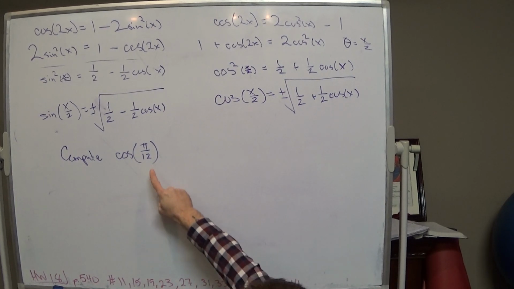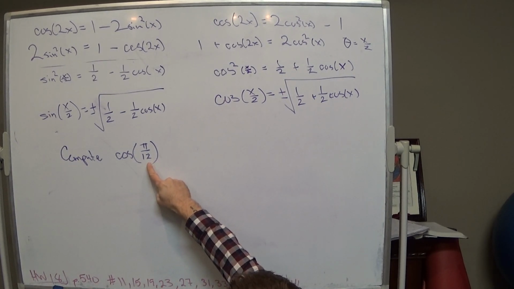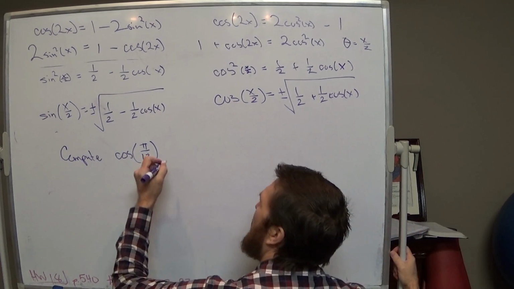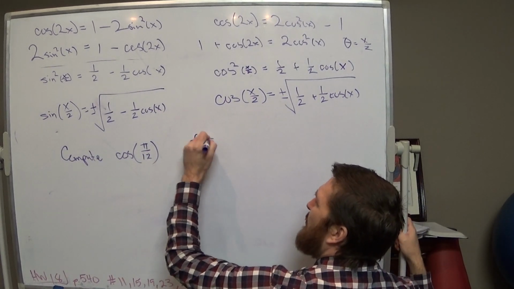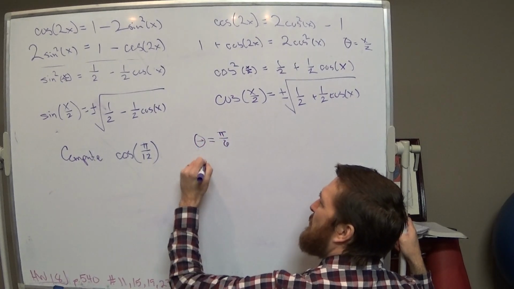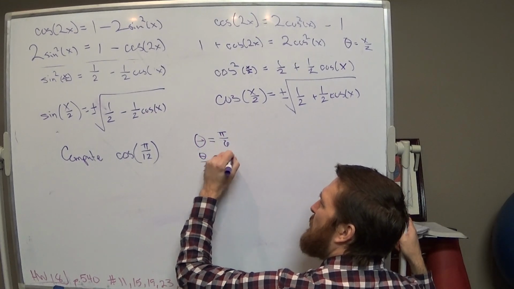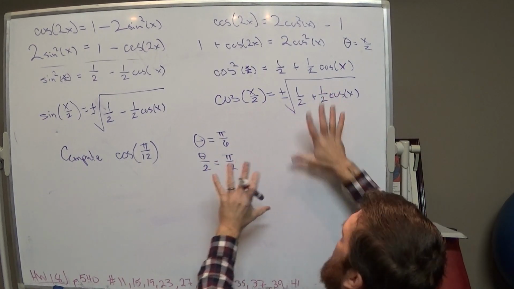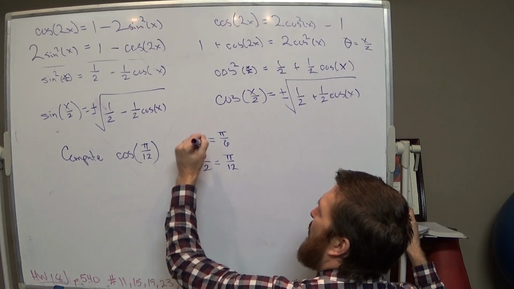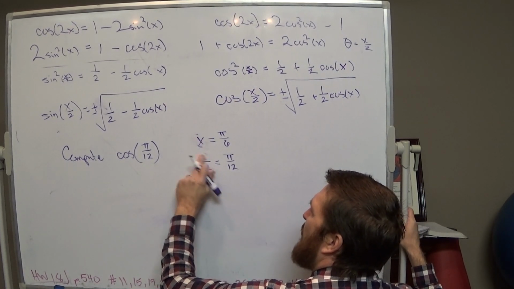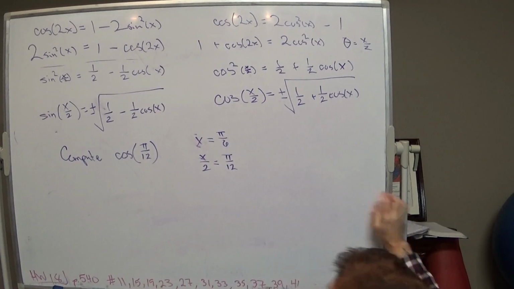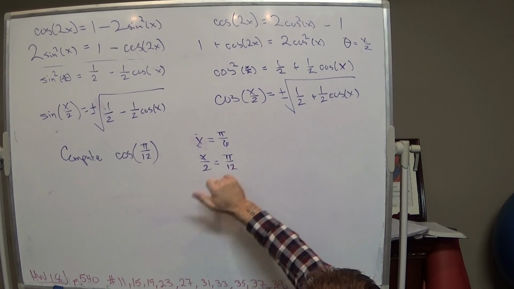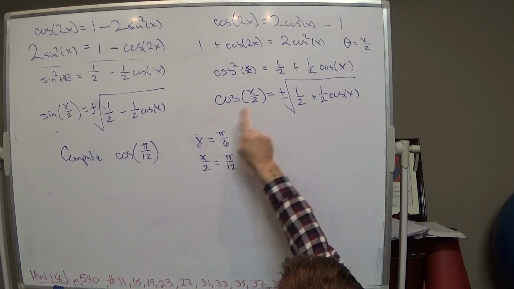We could say, well, hold up. Is that half of some angle? Pi over 6. Do we know pi over 6? Yeah. So in other words, if theta is equal to pi over 6, then theta over 2 is equal to pi over 12. Or rather, we're using x's here. So if I let x be pi over 6, then x over 2 is equal to pi over 12. Well, that's the thing I want, right? And so if that's half, yeah.